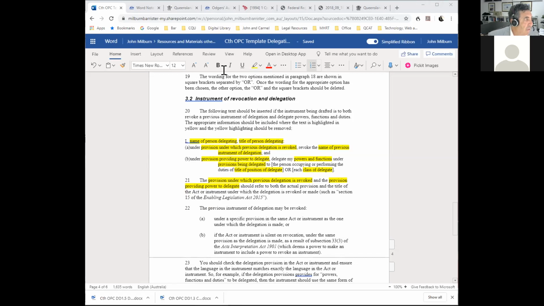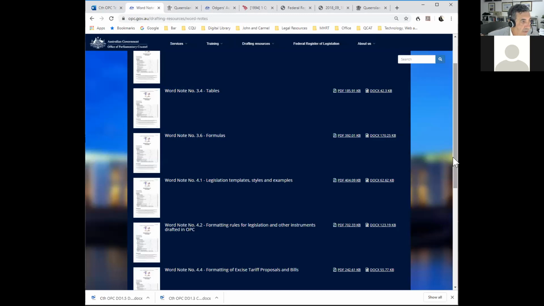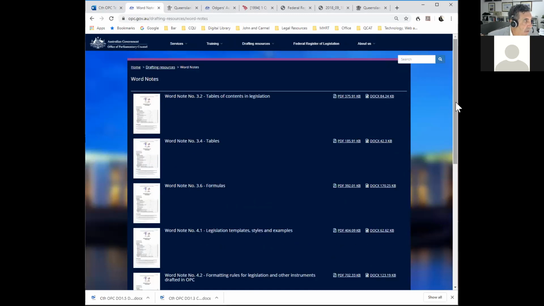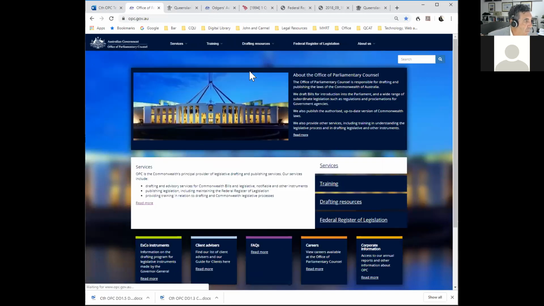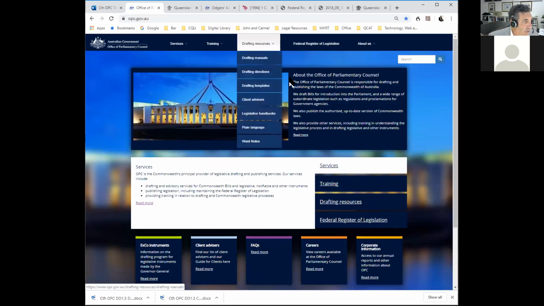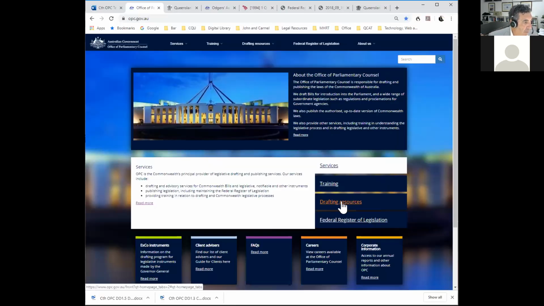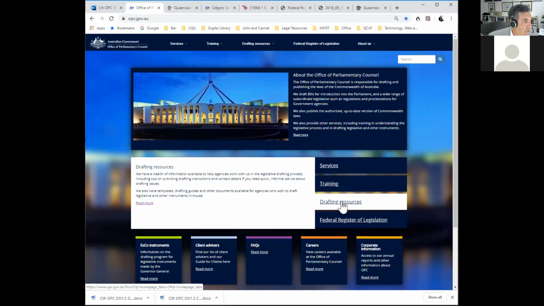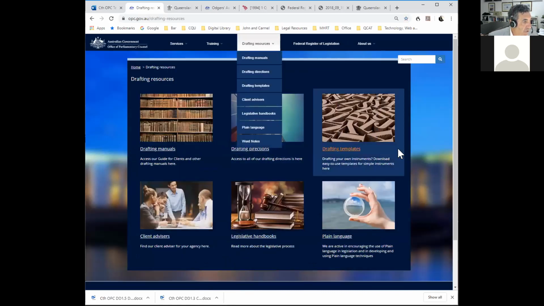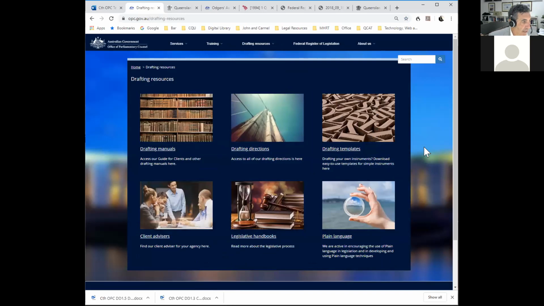The next thing to bring to your attention are the word notes. Now these can be a little tricky to find, so I'll just show you how to find them. So again, we're in the OPC web page. If you go to drafting resources, or if we just click on drafting resources, it will take us through to 6 tiles. Well, it should. So they're the 6 tiles. You're probably familiar with those by now.